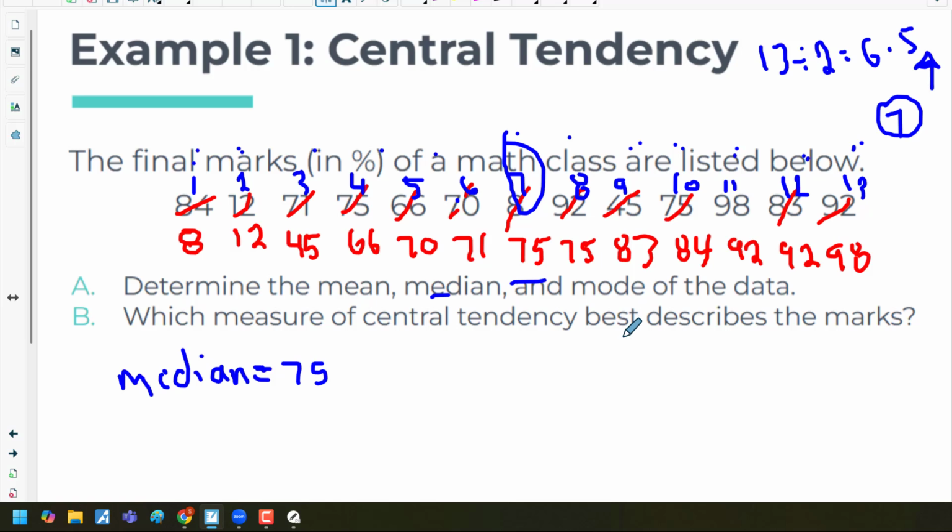Mode is easy. What's repeating the most? I think 75 is repeating, and also 92 is repeating. So the mode, this time I'm not going to write the S because I don't know. 75 and 92.